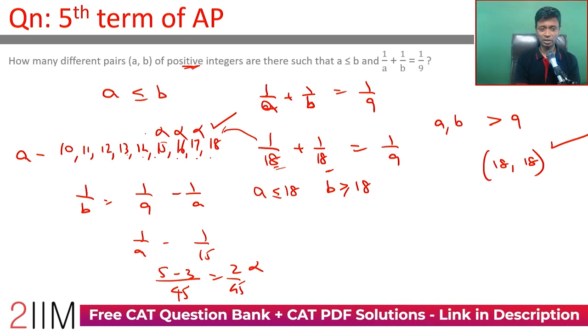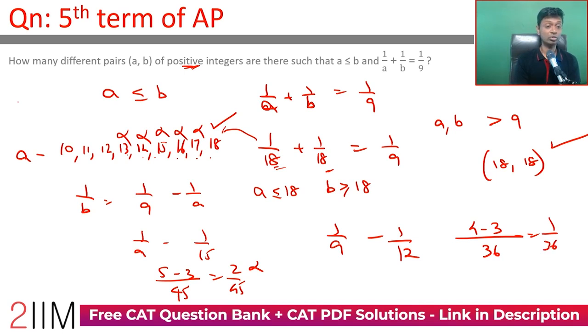14, not likely to work. 1 by 9 minus 1 by 14 is 14 minus 9 by 14 into 9, not possible. 13, 1 by 9 minus 1 by 13, won't work. 12 might work. It has to have something in common with 9. 1 by 9 minus 1 by 12. 36 is common. 4 minus 3 by 36 is 1 by 36. Yep, that works. a equal to 12, b equal to 36. That is a possibility. So 12 works. 11, 1 by 9 minus 1 by 11 is 2 by 99.